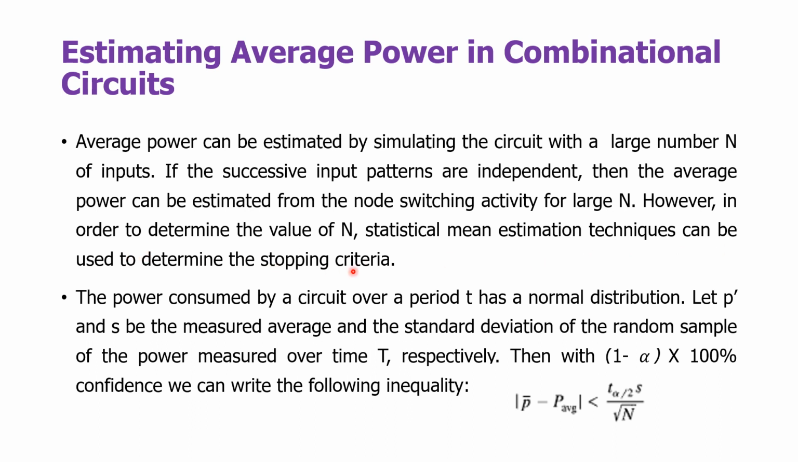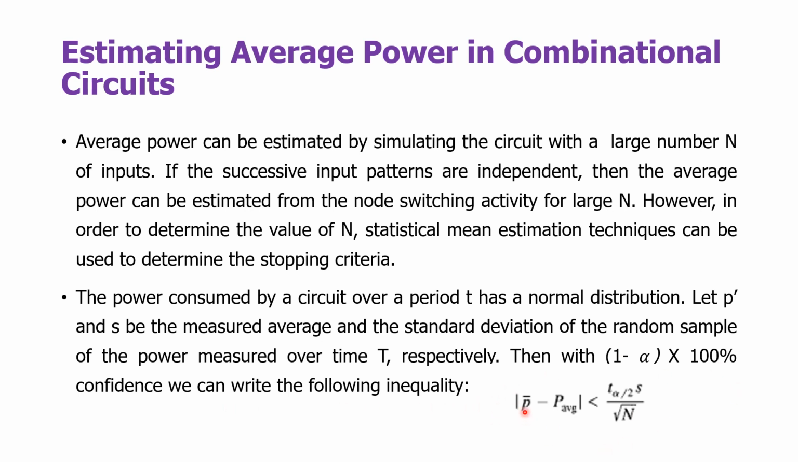the stopping criteria. It's like a T distribution. The power consumed by a circuit over a period T has a normal distribution. Let P bar and S be the average measured and the standard deviation of the random sample of the power measured over time capital T respectively. Then with (1 minus alpha) times 100% confidence, we can write the following inequality.